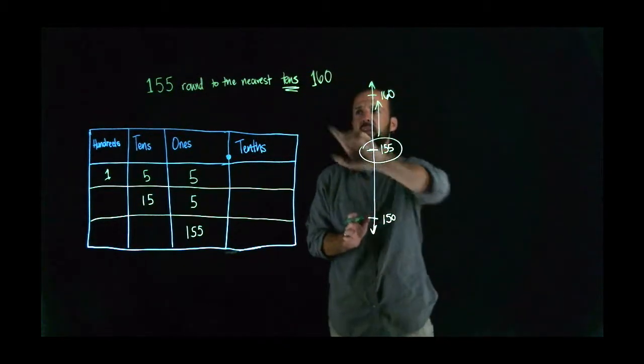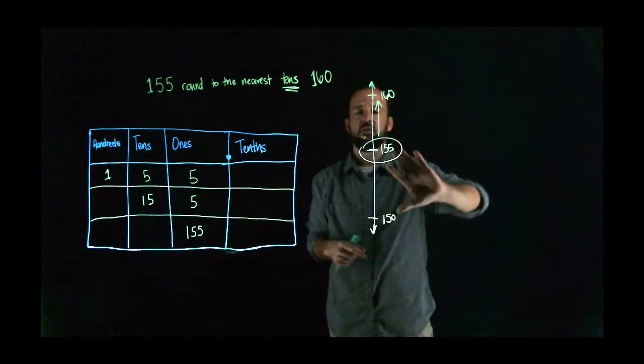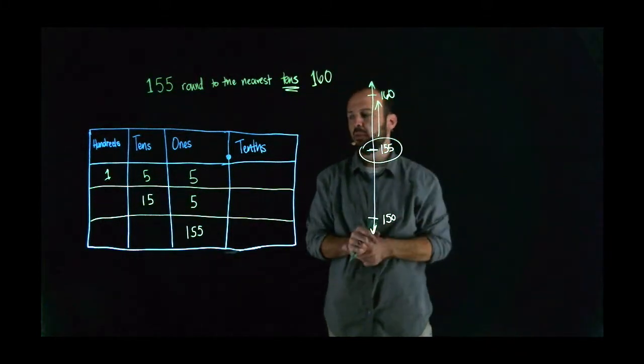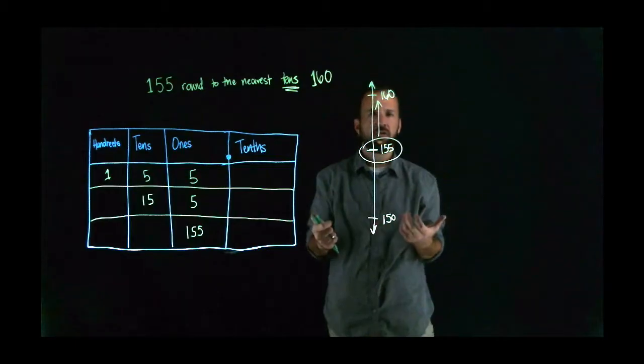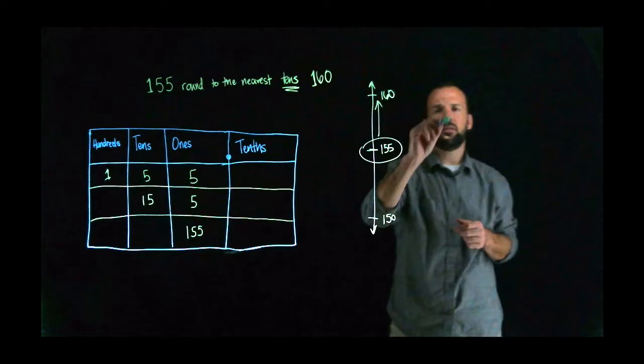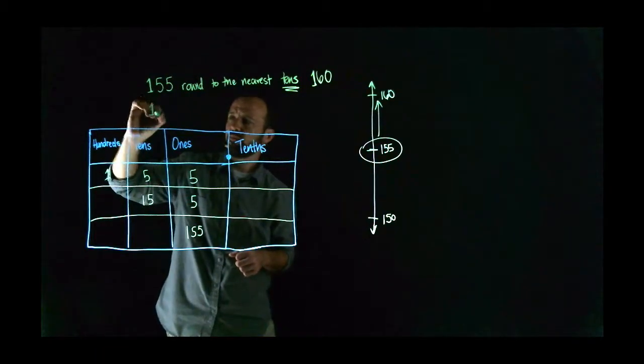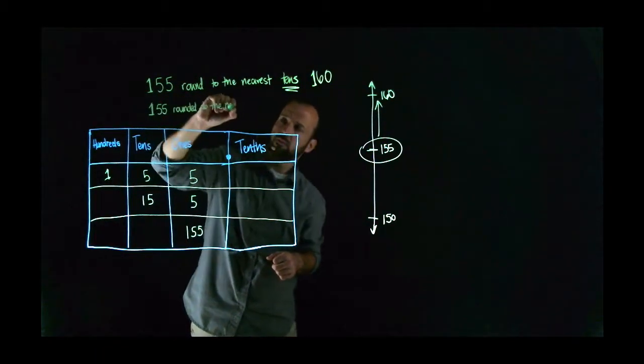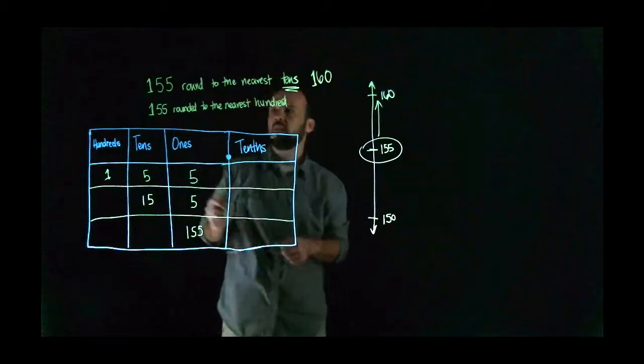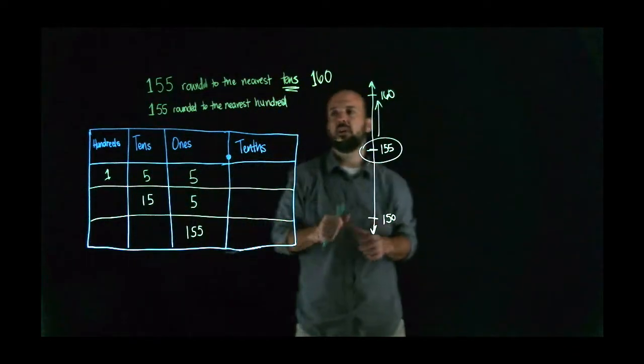Since I was rounding to the tens place, I used my tens unit value to kind of help me out and guide me through that. What if I wanted to round to the hundreds place? All right, if I was rounding to the hundreds place, let's go ahead and write that down. Okay, 155 rounded to the nearest hundred.